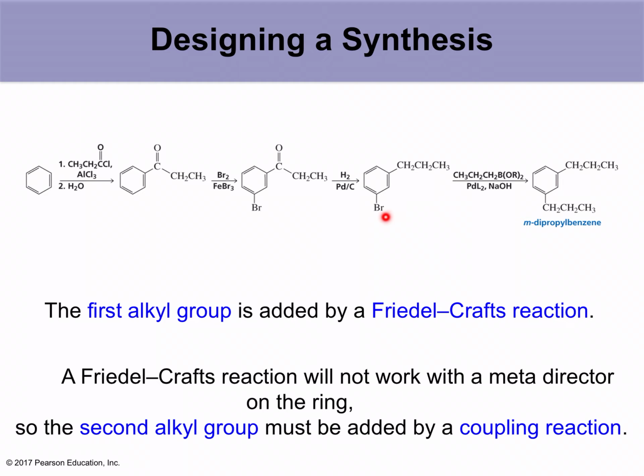We talked about Suzuki coupling earlier, the bromobenzene with boron complex, two alkoxy groups, and then the corresponding alkyl group. When you couple these two together in the presence of palladium ligand and sodium hydroxide, the bromide will be replaced with the propyl group. That's how you can make meta-dipropyl benzene. First alkyl group is added by Friedel-Crafts reaction. Friedel-Crafts reactions will not work with a meta director on the ring. Okay, so the second alkyl group must be added by a coupling reaction. That's what we did.